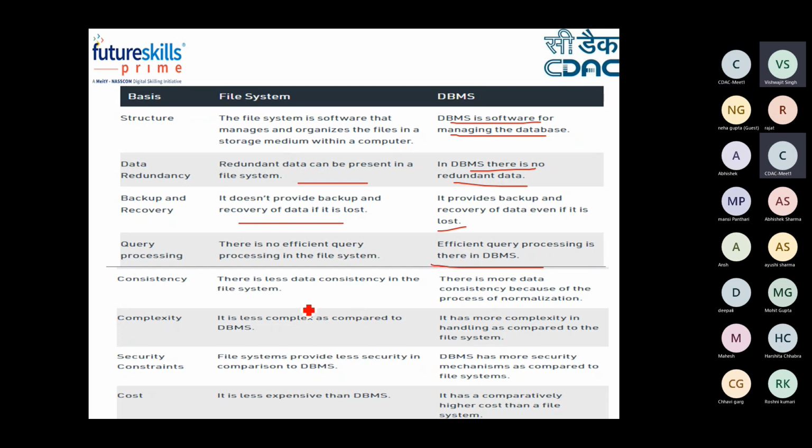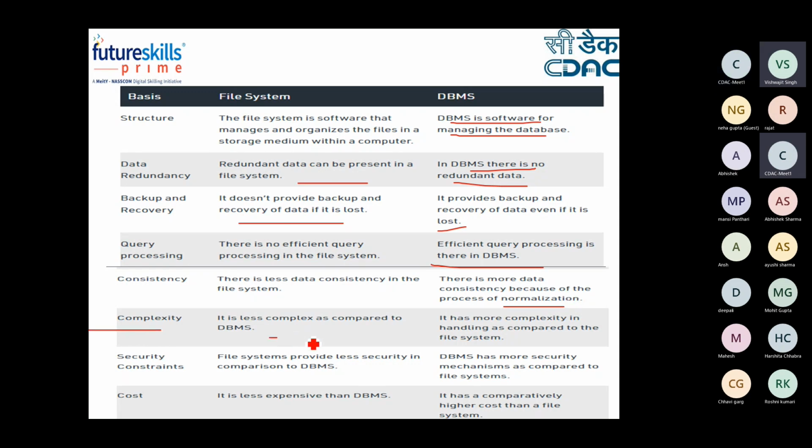Consistency. Data may or may not be consistent in a file system, but DBMS has more consistency. Why? Because DBMS uses the normalization process. Normalization has different normal forms: first normal form, second normal form, and Boyce-Codd normal form. This normalization process is used so that data redundancy and repetition should not be there. So DBMS is more reliable in terms of consistency.